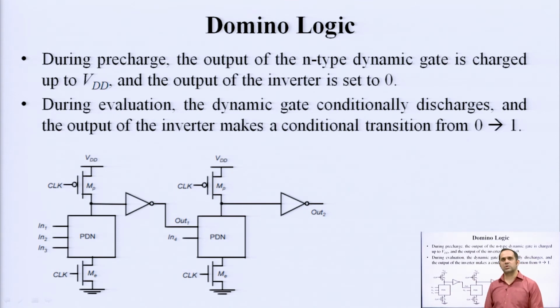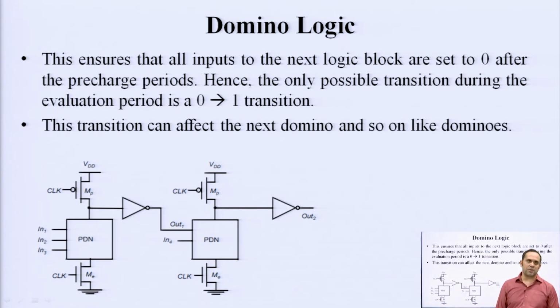Okay. So, this to some extent or to a great extent we can say solves the problem of cascading. The charge loss which takes place when we are connecting a simple cascaded circuit is solved by connecting this inverter between two successive stages. Okay. So, this domino logic connection ensures that all inputs to the next logic block are set to 0, okay, after the pre-charge. The only possible transition you can have is that of a charging. Okay. So, either you can add the charge or you can just stay at the ground potential. Okay. This transition can affect the next domino and so on, like a domino effect which I have just explained.